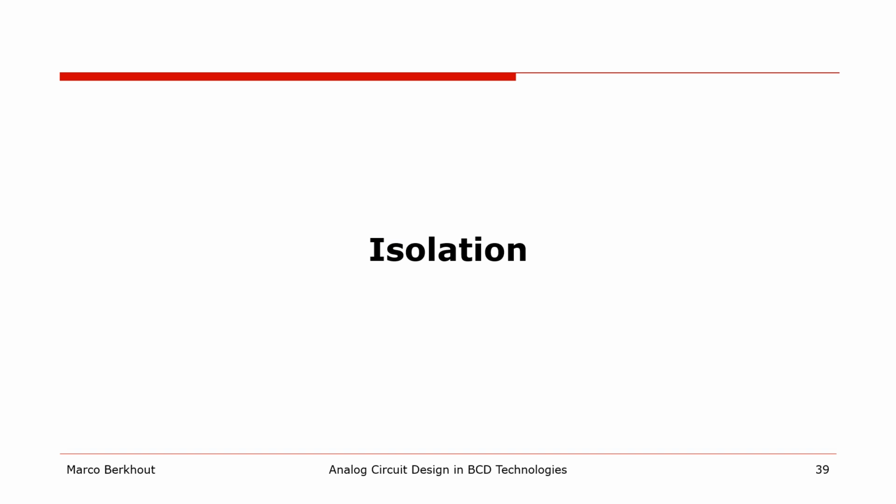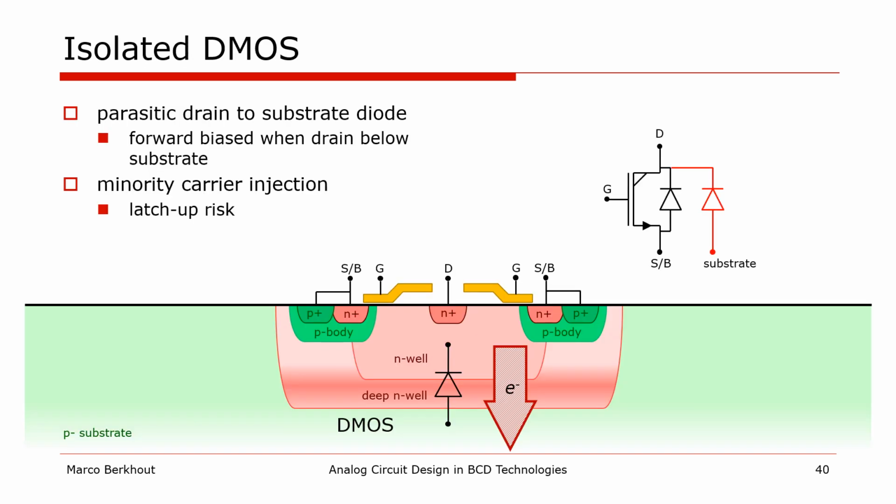Some words on isolation. We already discussed the drain source diode that is an inherent part of DMOS. But this is not the only diode we need to be aware of. When we use deep N-well to isolate the source from the substrate, we also add a diode between the drain and the substrate, as illustrated here. When the drain is pulled below the substrate, which is actually quite common with inductive loads, this diode becomes forward biased and injects electrons into the substrate.